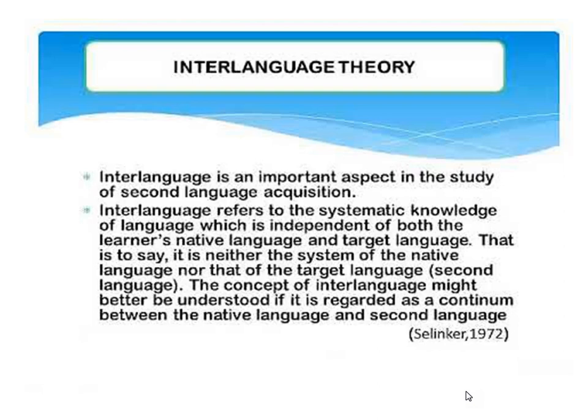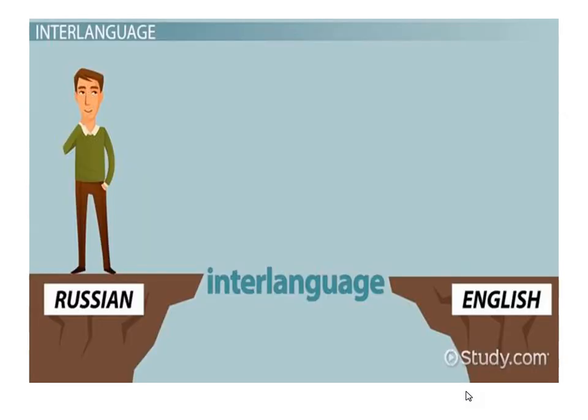This concept of interlanguage might better be understood if we regard it as a continuum between the native language and the target language. If we make a balance between the first language and the second language, and make a continuum, a pendulum over here, the characteristics of the language in the middle position will be quite different. According to Selinker, it is an independent language system learned by the language learner, and that is interlanguage.